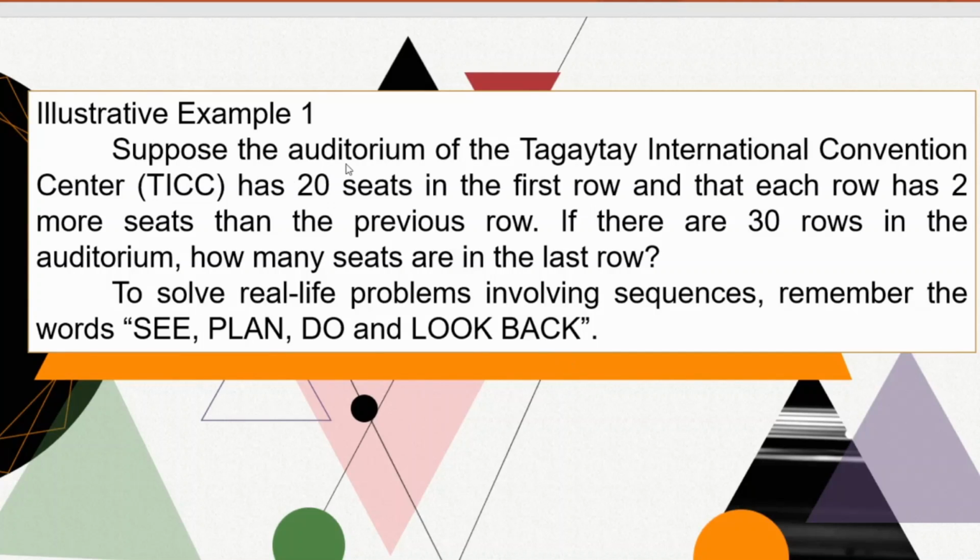Okay, suppose the auditorium of the Tagaytay International Convention Center, or TICC, has 20 seats in the first row, and each row has two more seats than the previous row. If there are 30 rows in the auditorium, how many seats are in the last row? So, to solve real life problems involving sequences, remember the words see, plan, do, and look back.